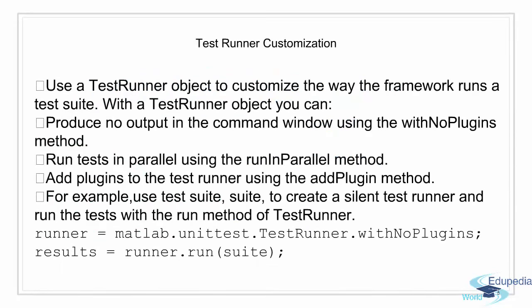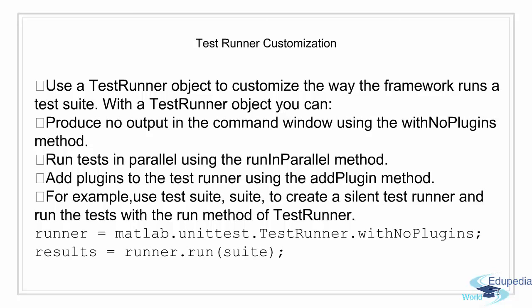The last option that I want to discuss is test runner customization. This is the way the framework runs a test suite. With this, you can decide not to produce output on the command window, or you can run tests in parallel using the runInParallel method. You can add plugins to the test runner using the addPlugin method. The example for the same is shown here.